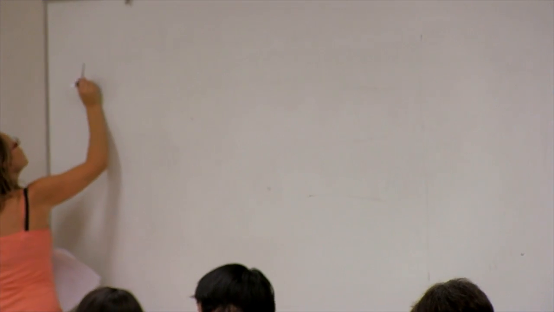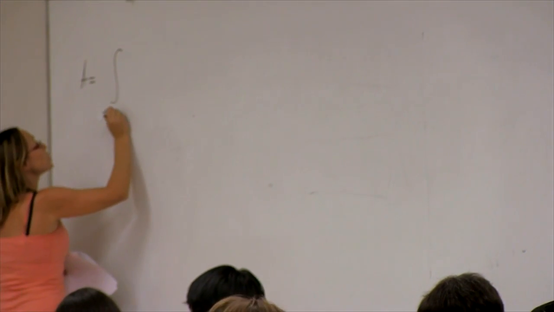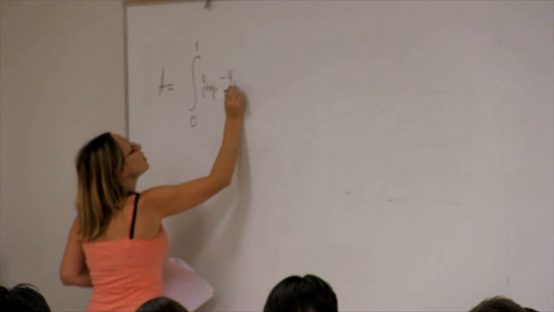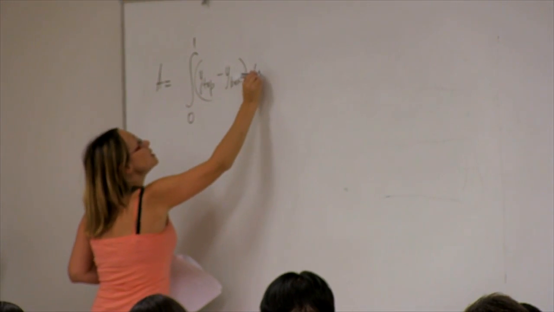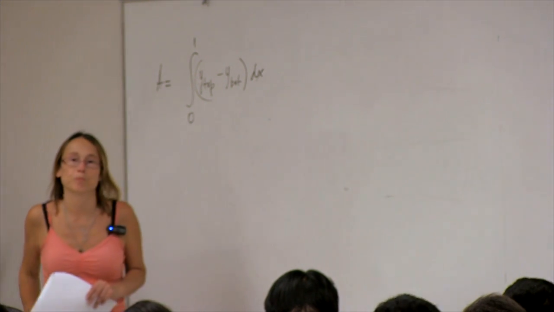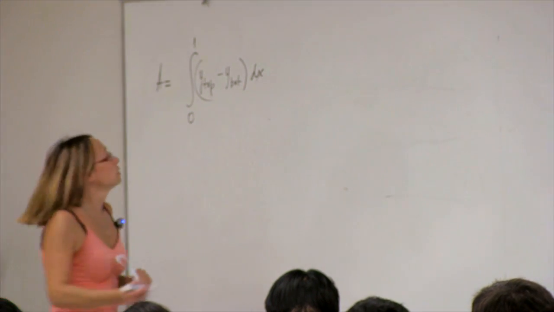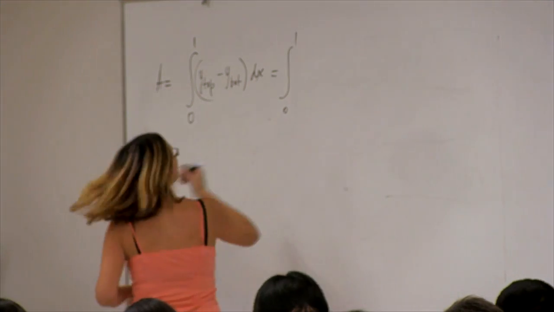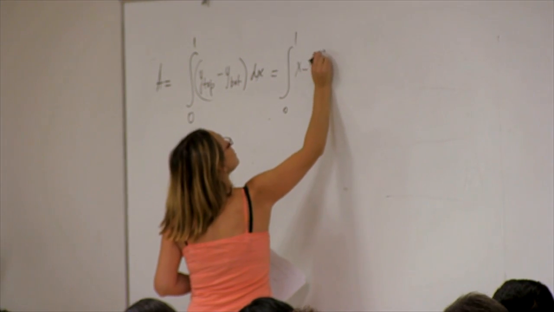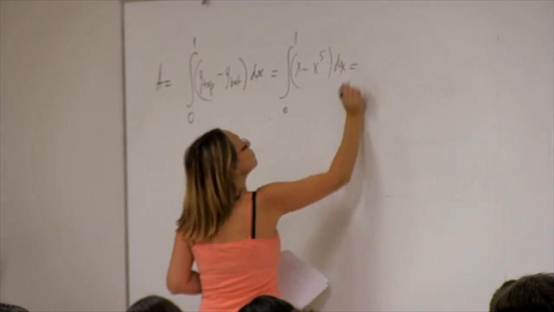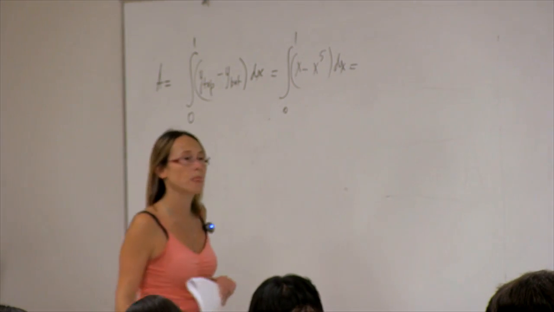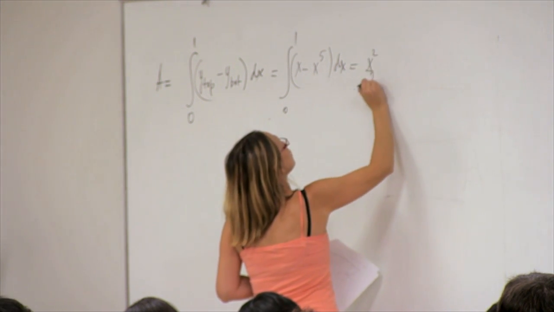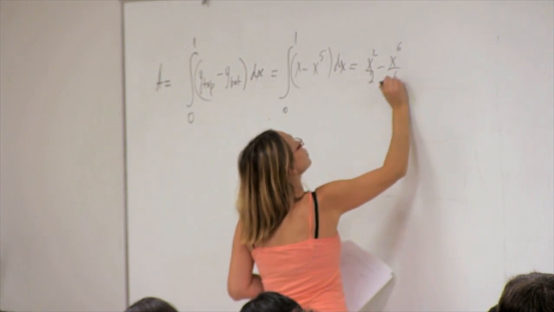So the area is given by the integral between 0 and 1 of y top minus y bottom dx. Okay? And here I can see that y top is a straight line, so it's x minus x to the 5. Okay. So I have x squared over 2 minus x to the 6 over 6.